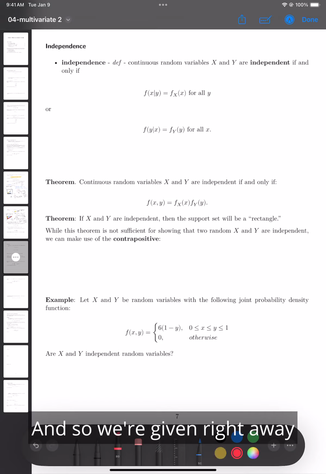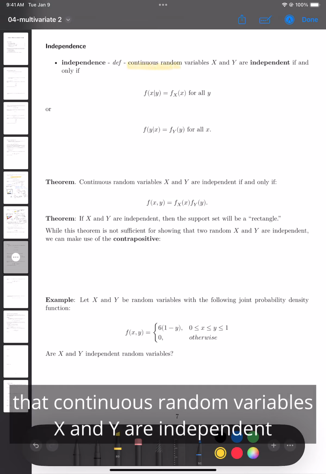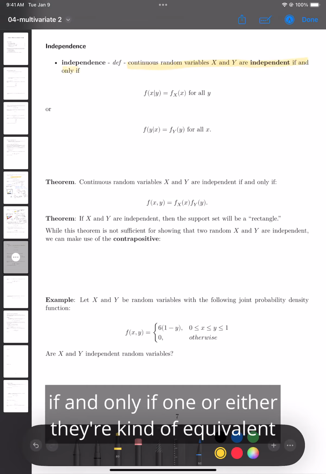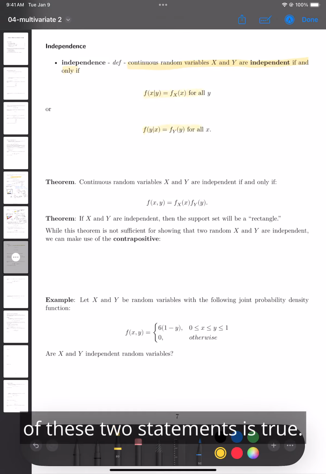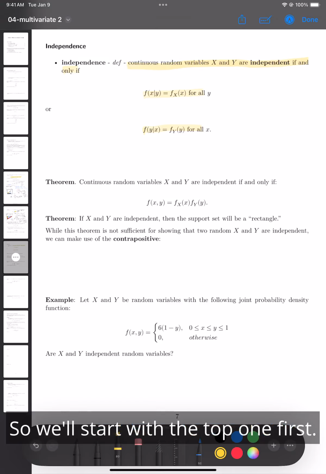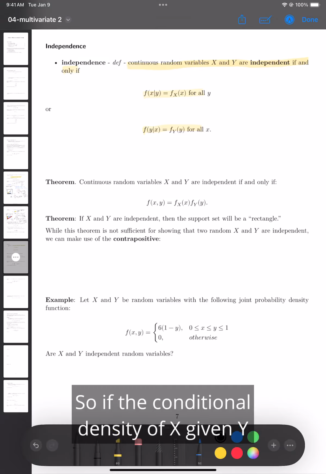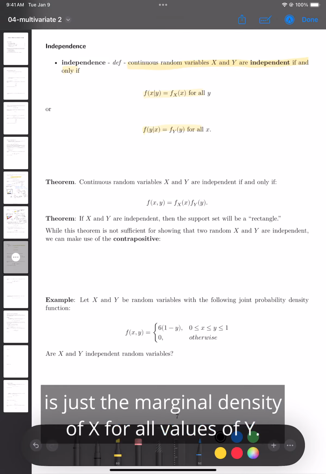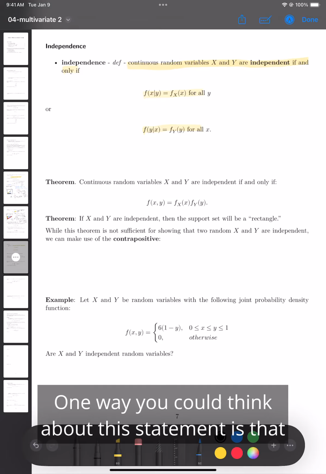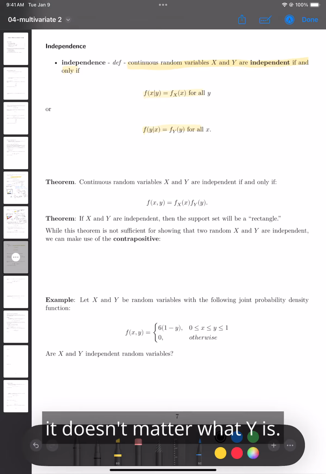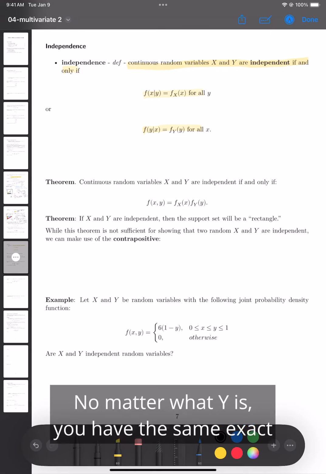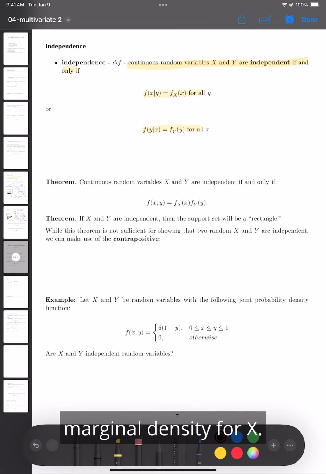We're given right away that continuous random variables X and Y are independent if and only if one or either, their kind of equivalent, of these two statements is true. We'll start with the top one first. If the conditional density of X given Y is just the marginal density of X for all values of Y, one way you could think about this is that it doesn't matter what Y is. No matter what Y is, you have the same exact marginal density for X.